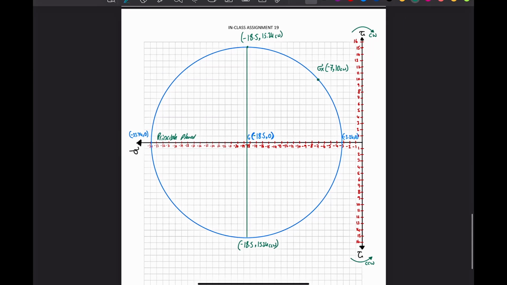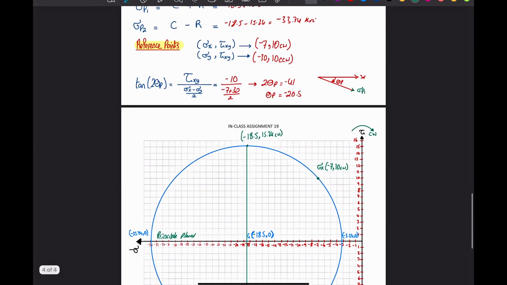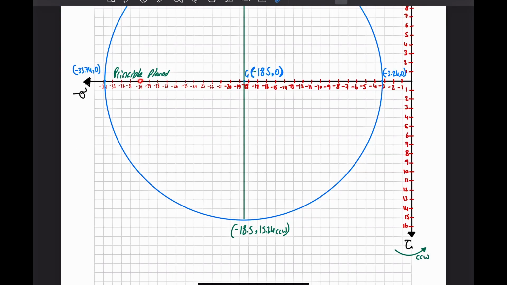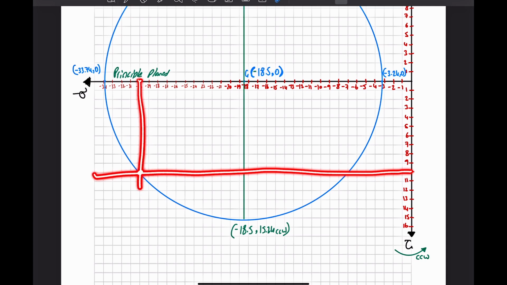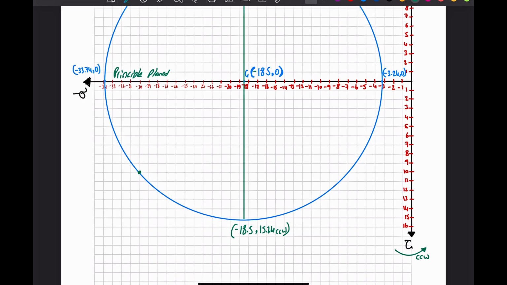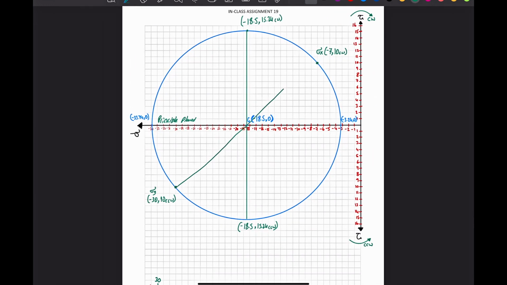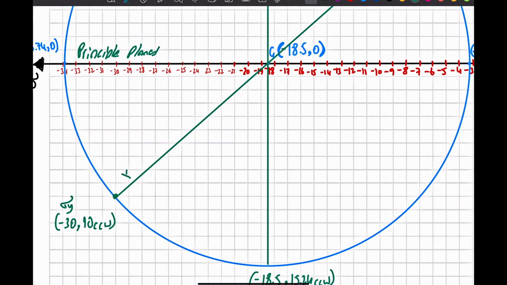Okay, where is the y? The y is negative 30 and 10 counterclockwise. So negative 30 is here, and 10 is here. So if I make a line horizontally and vertically, I'm gonna intersect here. So this is sigma y, which is negative 30 and 10 counterclockwise. Make a line between them. This line should pass through the centroid because xy plane, they are orthogonal planes. So this is the xy plane.